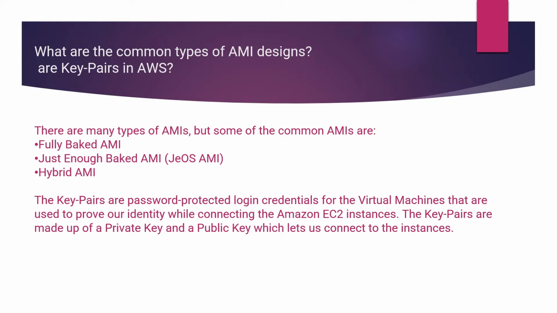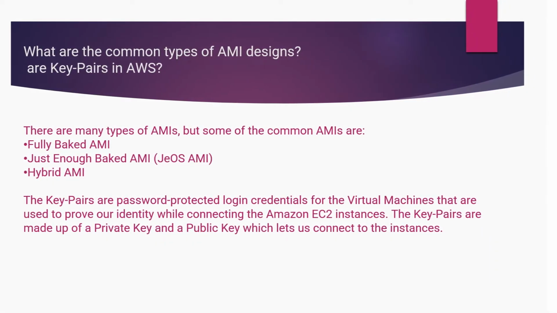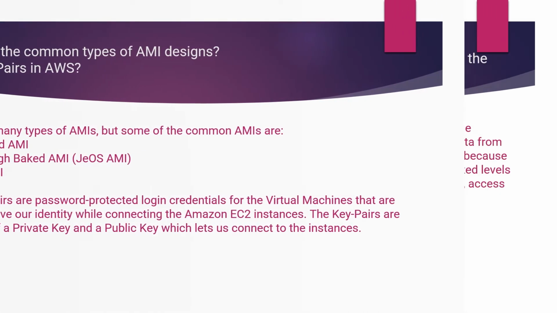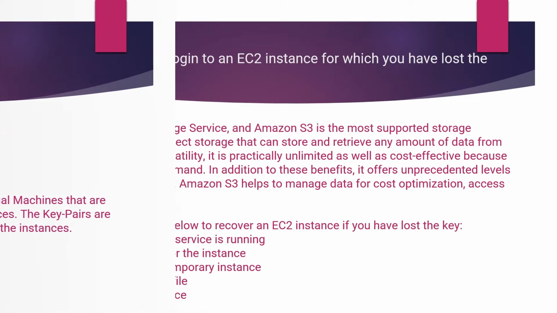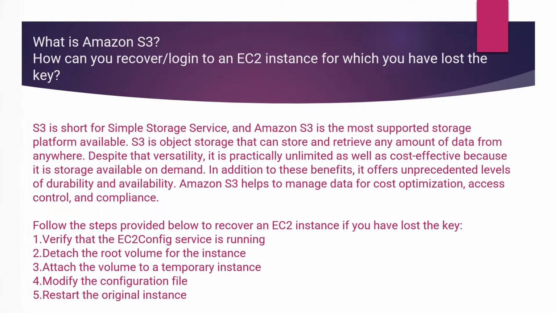AWS interview questions for S3. 29. What is Amazon S3? S3 is short for Simple Storage Service, and Amazon S3 is the most supported storage platform available. S3 is object storage that can store and retrieve any amount of data from anywhere. Despite that versatility, it is practically unlimited as well as cost-effective because it is storage available on demand. In addition to these benefits, it offers unprecedented levels of durability and availability. Amazon S3 helps to manage data for cost optimization, access control, and compliance.